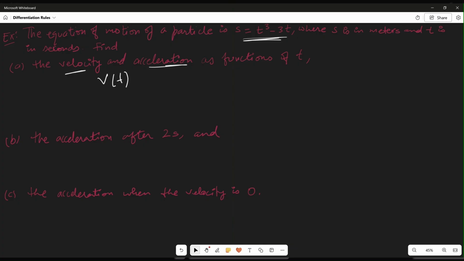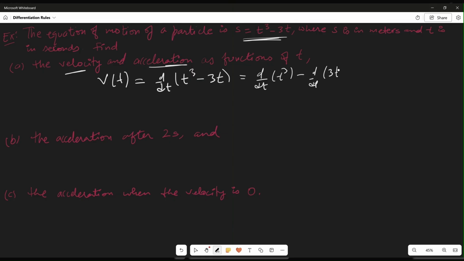as a function of t, right? So this is simply a derivative, the same thing we have done previously. We can apply the difference rule here as well. So we are finding the derivative of t cubed minus 3t, which is equal to the derivative of t cubed minus the derivative of 3t.